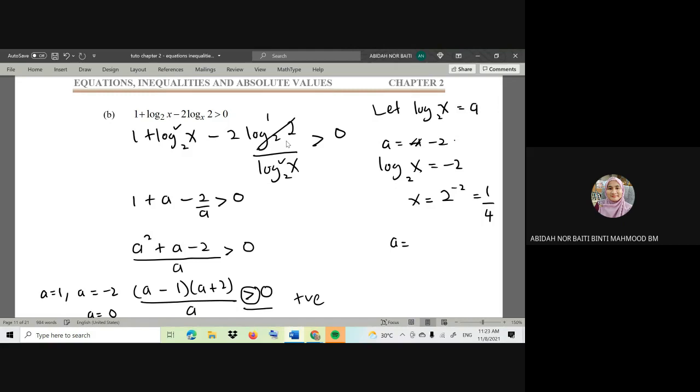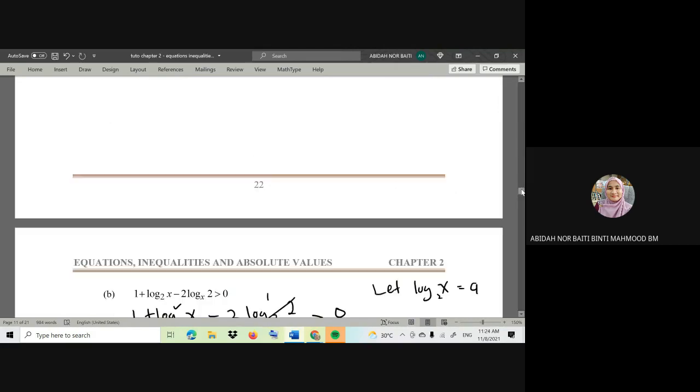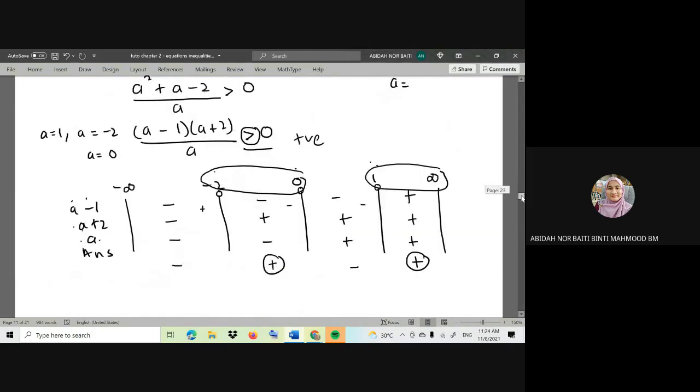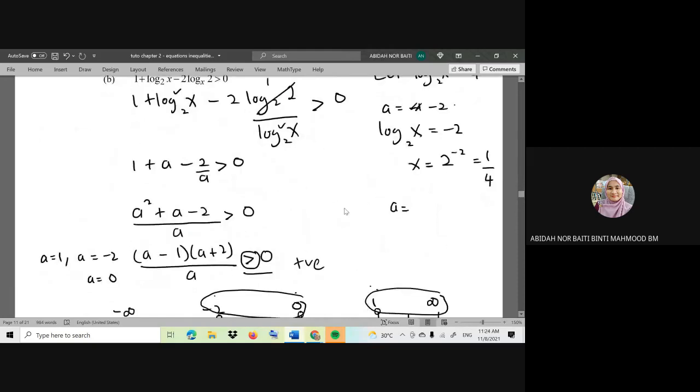Okay, one more. When a is, what was it? 0. When a is 0, same thing, substitute a is log x base 2 equal to 0. So x equals 2 to the power 0, which is 1. When a is 1, log x base 2 equal to 1. Change to index form. I forgot to say this, we change to index form. x equals 2 to the power of 1, which is 2.